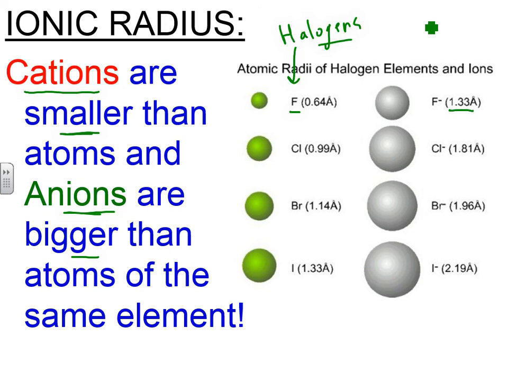Now, as you go down, so here about 2 times bigger, but here not quite 2 times bigger. So that trend isn't as pronounced as you go down the periodic table. But this is always true. Anions will become bigger. Alright, so this completes for us video 3.